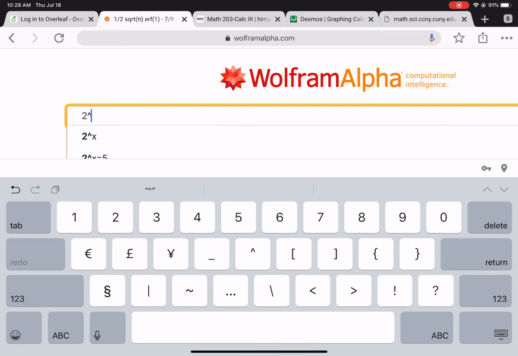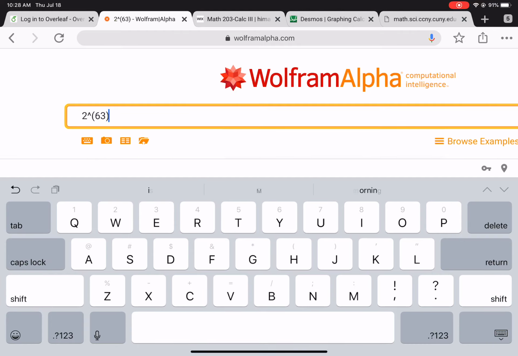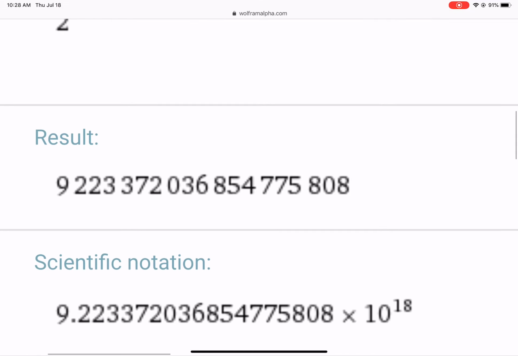Let's see what this number is. I don't even know how to read it. Yeah, it's a huge number. Just that box, the last box. Imagine if you have to add all of them.